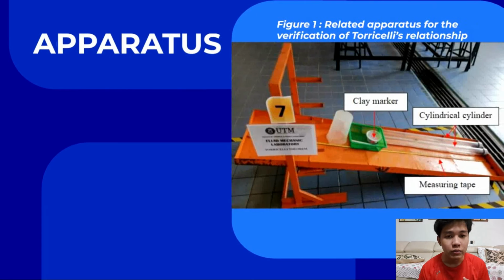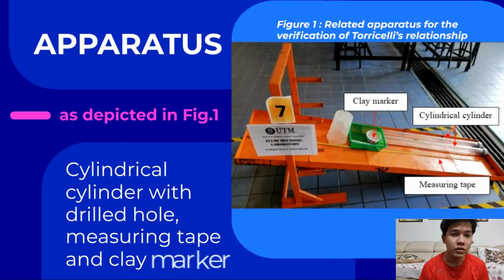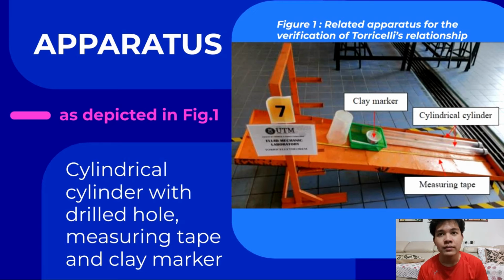Thank you. So hello doctor, my name is Omera, and today I will share with you the apparatus and procedure for this experiment. So the apparatus of our last experiment is depicted in figure 1. As you can see in this video, it includes the cylindrical tank with a drilled hole for the water jet to come out. Then we have the measuring tape to measure the distance of the water jet, and clay marker, which is to mark the maximum distance of the water jet.